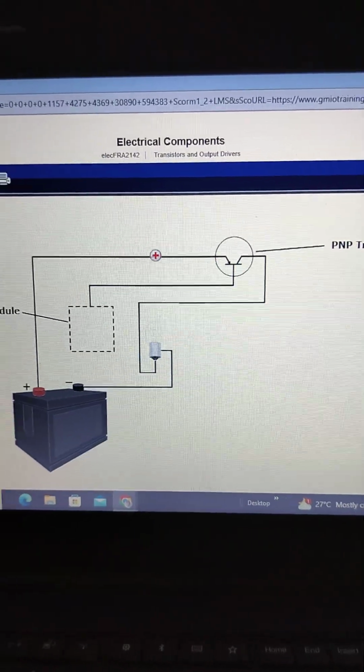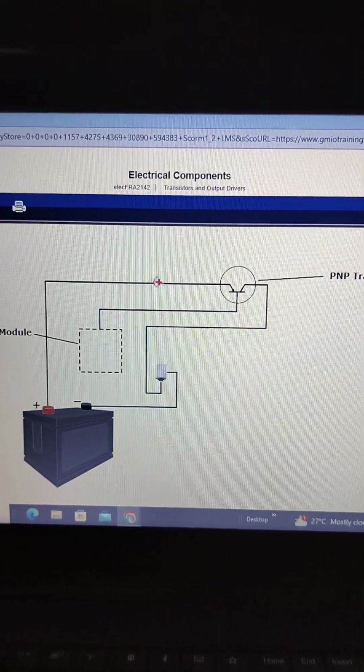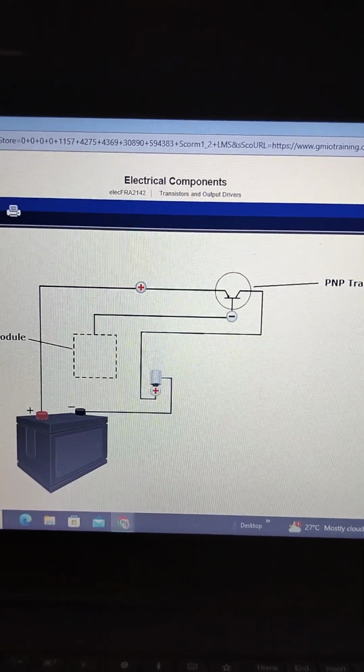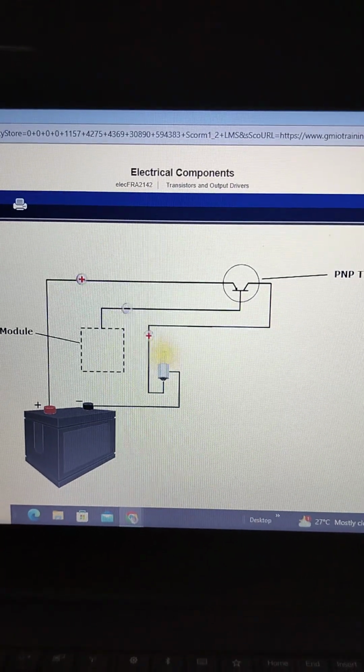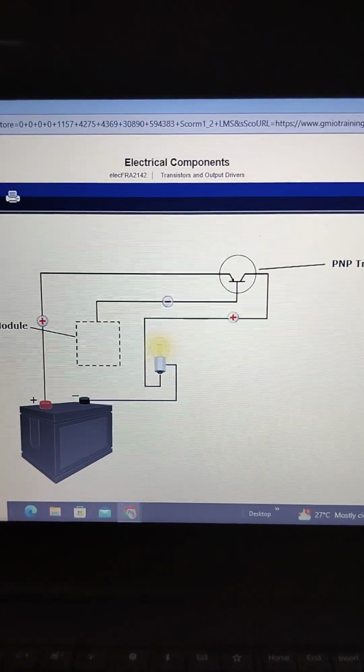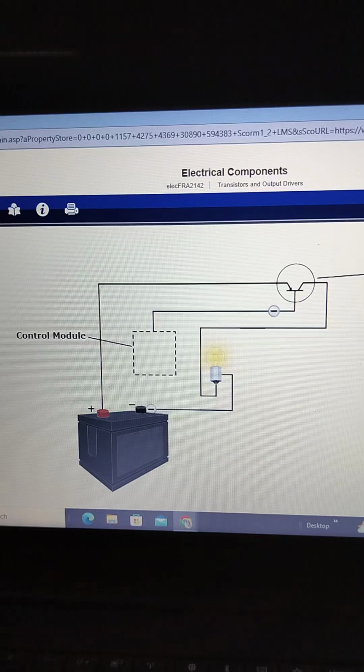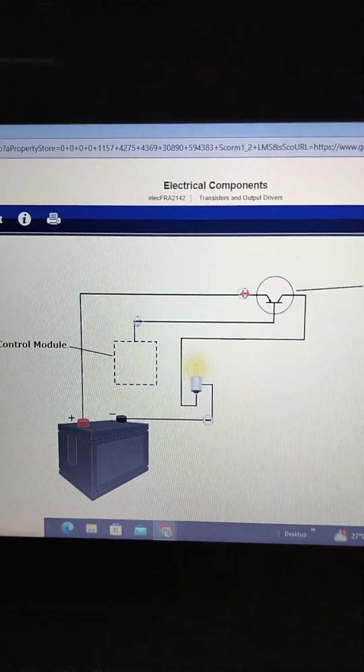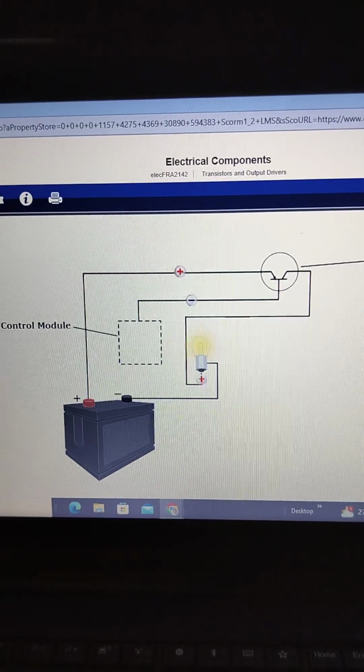A PNP transistor takes in current through one of the P-types and outputs a large amount of current through the remaining P-type semiconductor. The PNP type moves current in the opposite direction from the NPN, meaning that the current flows from the emitter to the collector.